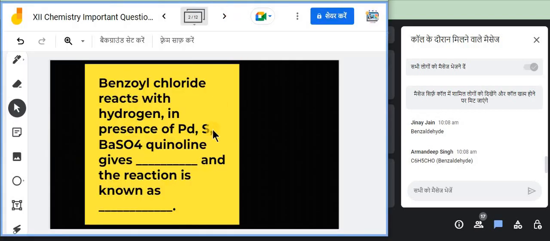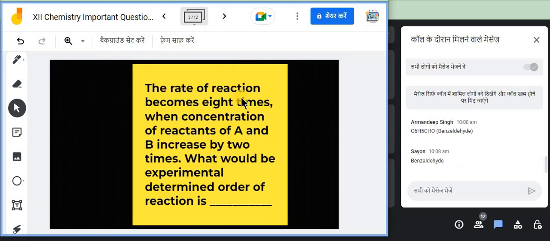Now let us talk of the next question. You can see the question on your screen, related to kinetics, the rate of reaction. The rate of reaction becomes 8 times when the concentrations of reactants A and B both increase by 2 times. What would be the experimentally determined order of the reaction? We need to use our brain here. Order would be 3. Absolutely right.